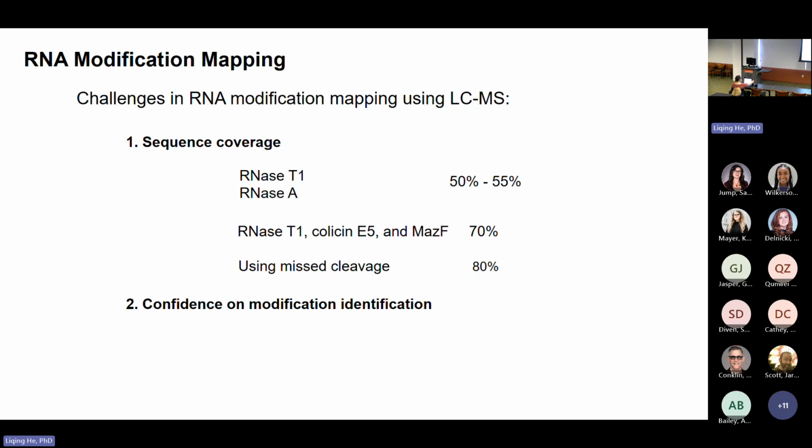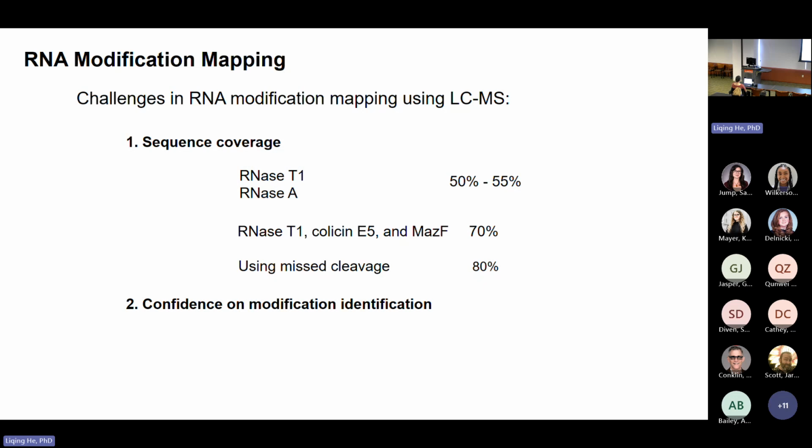So we are thinking if there is any way that we can simultaneously increase the sequence coverage and the confidence of modification identification. In 2022, there's a publication in Environmental Science and Technology. The authors established the characteristics of metal ion digestion of the RNA backbone. Metal ion can digest the 3' of any base. There's no base specificity and no sequence specificity.